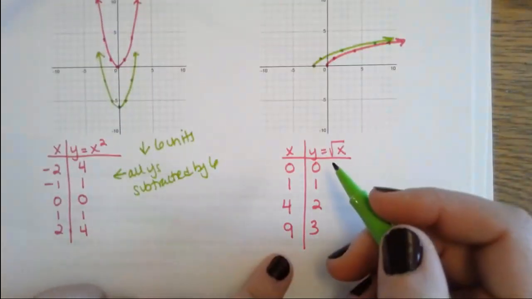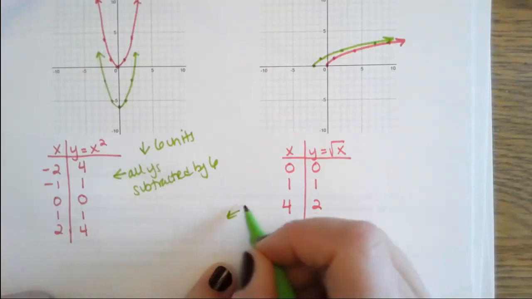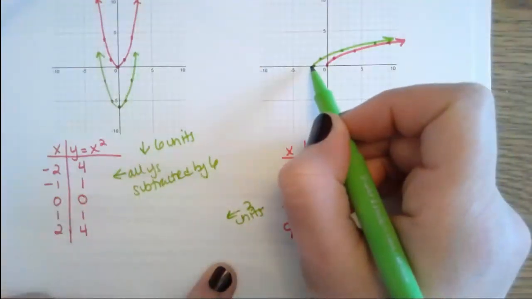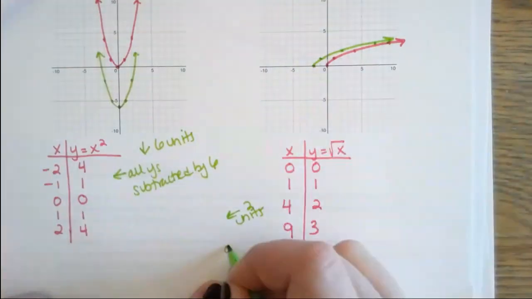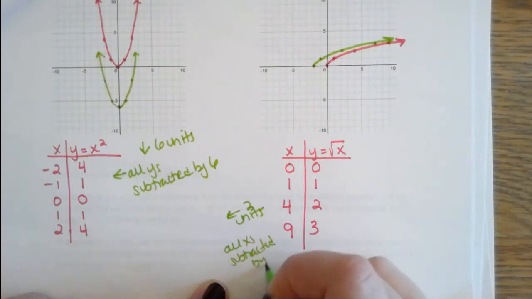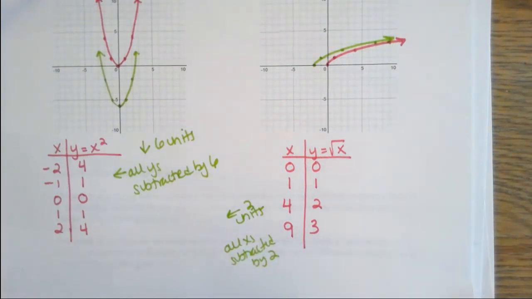If you want to make the change here, we're going left 2 units. So think about what's happening. All those x values are going smaller, but the y values are staying the same. So all your x's basically get subtracted by 2 for this particular problem.